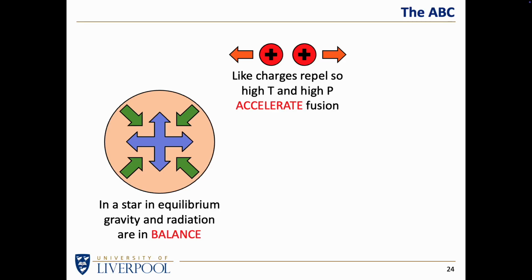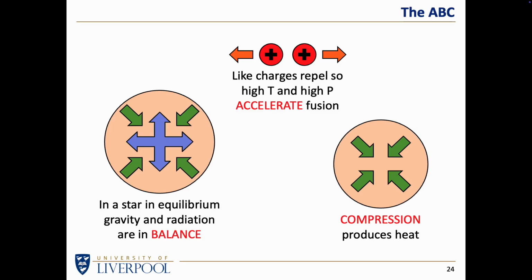The B of the ABC we've already seen. Balance. That is key to any star. If the forces of radiation and gravity are in balance, the star is happy. If they get out of balance, things must change. So that's the A and the B. What is the C of the ABC? The only other concept you need to understand why stars change is that compression produces heat. Anybody who's ever pumped up a bicycle tire knows that. When you compress the air and put it into a bicycle tire, the pump gets hot and the tire gets warm, because whenever you take a gas and compress it, it gets hot.